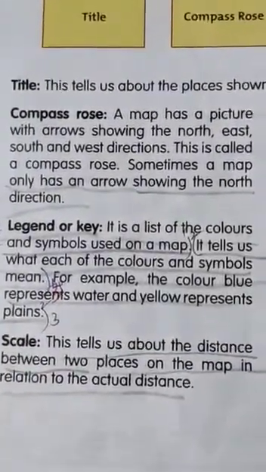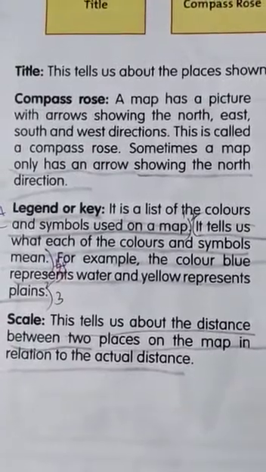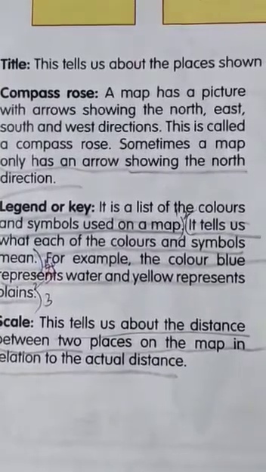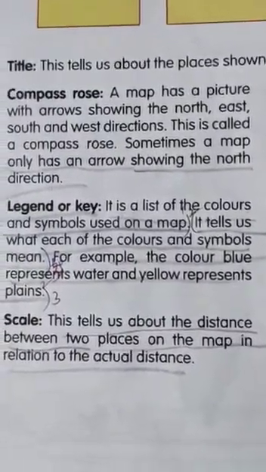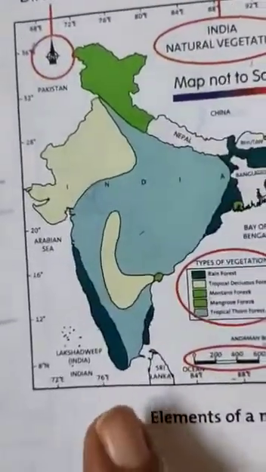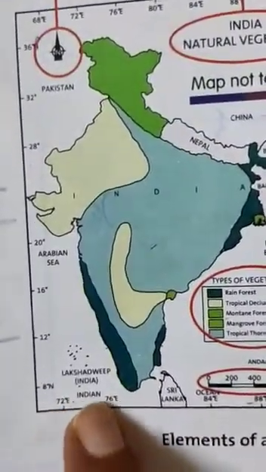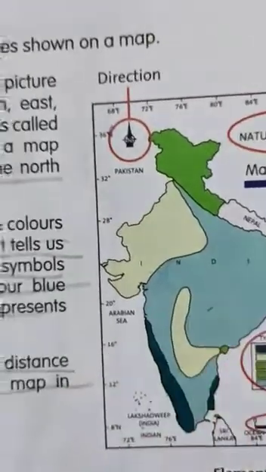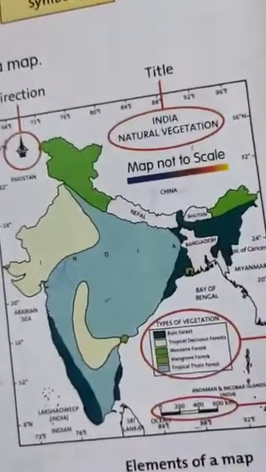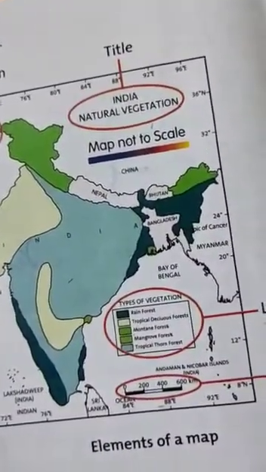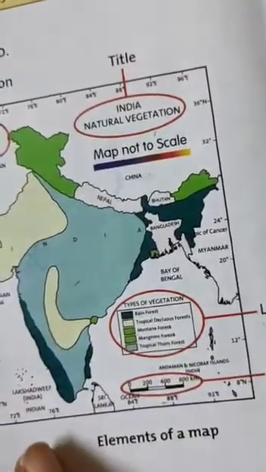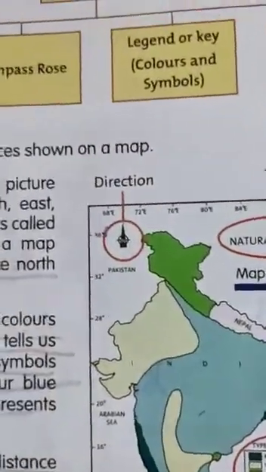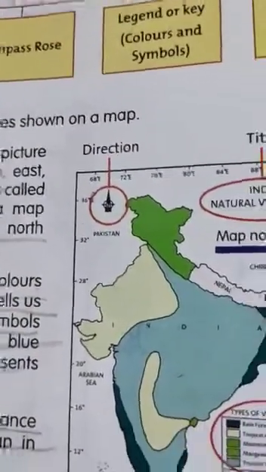Then the other element is the scale. This tells us about the distance between two places on the map in relation to actual distance. That is distance, that is kilometers. This is a scale down. See, 72 east. This is east, west, whatever it is. The degree, this is north degree. So like that way, this is the scale. Kilometers also we can say this.